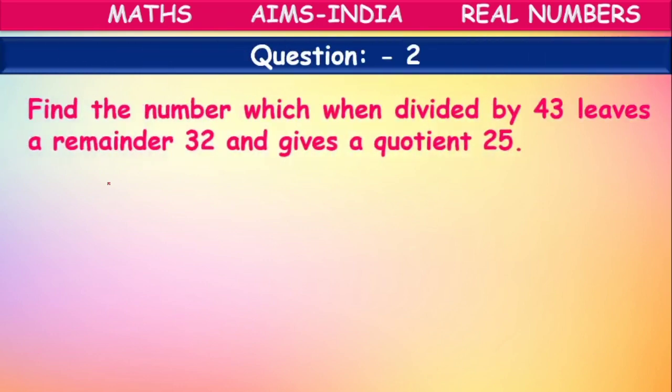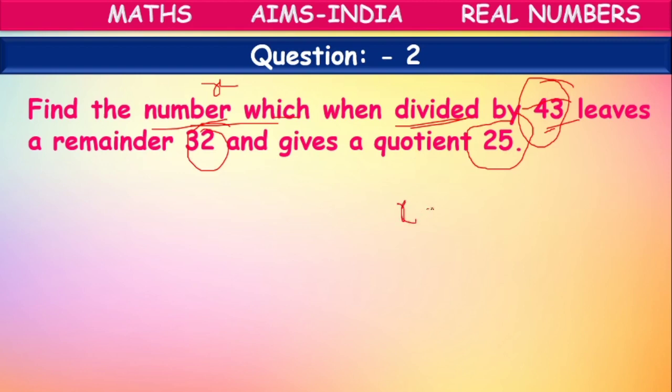Next, question number 2. Find the number which when divided by 43 leaves a remainder of 32 and gives a quotient of 25. So we have to find the number. Let the number be x. We are dividing the number x, so x is the dividend.